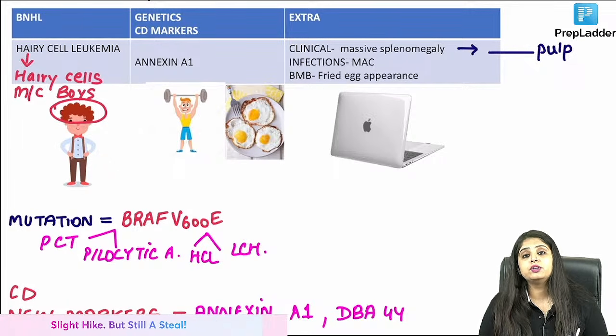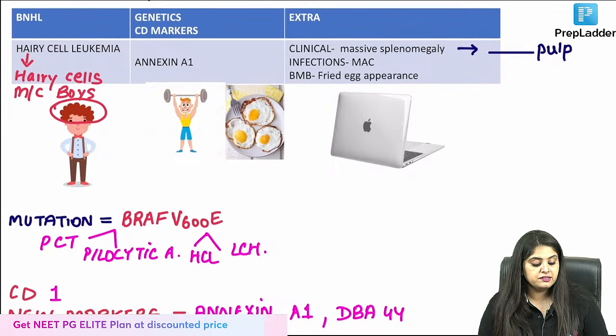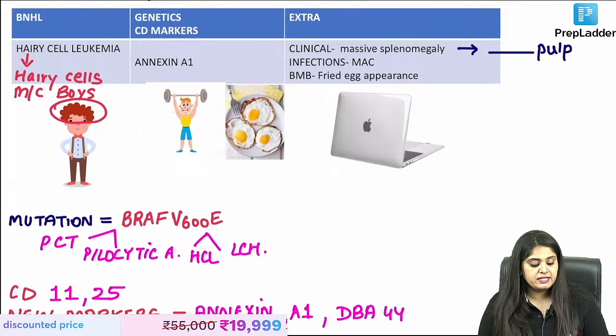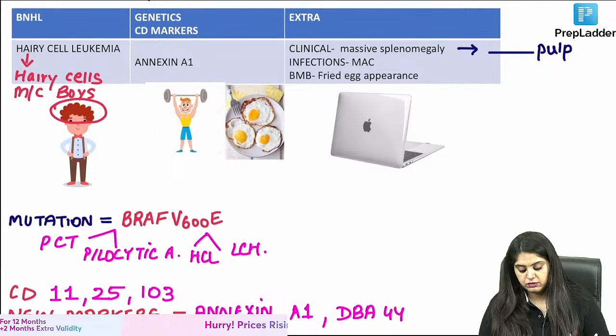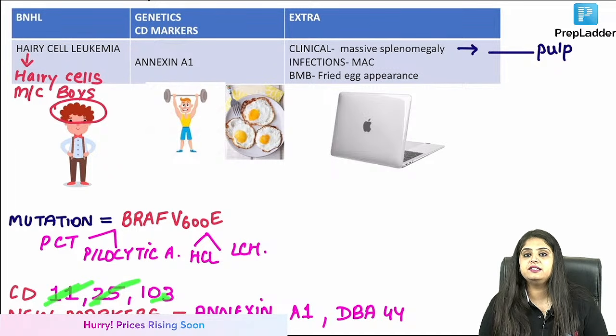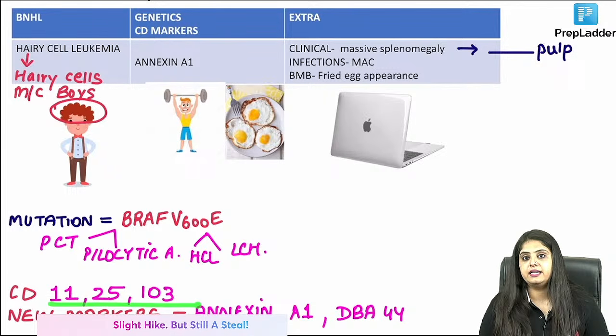CD markers are important only for NEET and INI-CET, not for FMG exam. CD markers are CD11, 25 and 103. CD11, 25 and 103, one in every series, 10s, 20s, then cross the century. 11, 25 and 103 only for NEET and INI-CET.